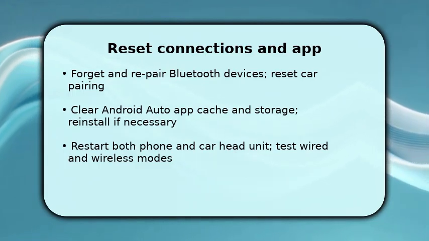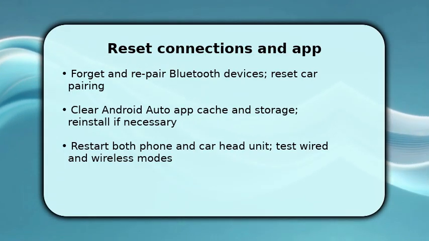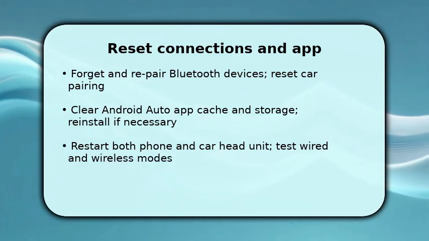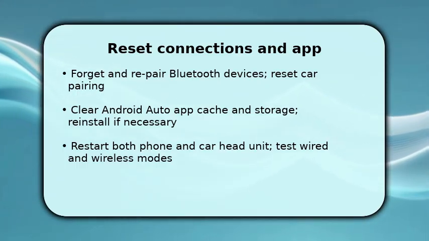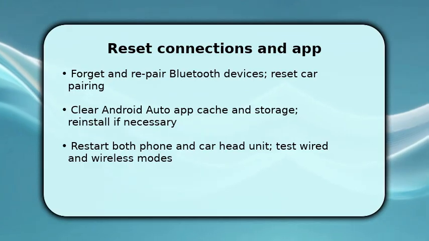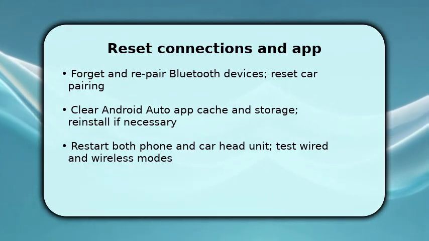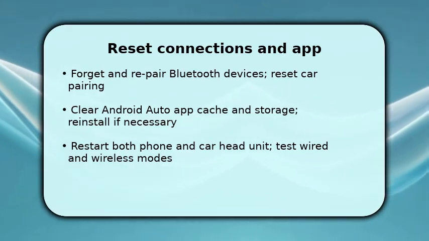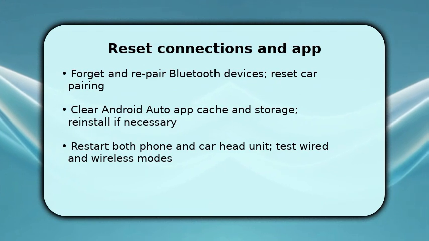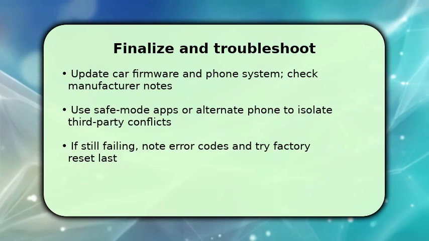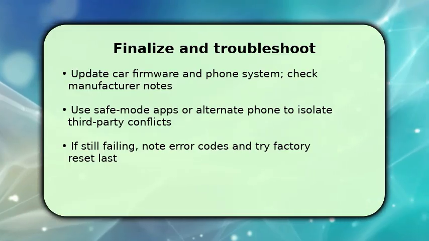Next, go to App Settings to clear Android Auto cache and storage and reinstall the app if corruption looks likely. Finally, restart your phone and power cycle the head unit, testing both wired and wireless Android Auto to isolate whether the issue is cable or Bluetooth, or you finish by eliminating the remaining causes and preparing for escalation.